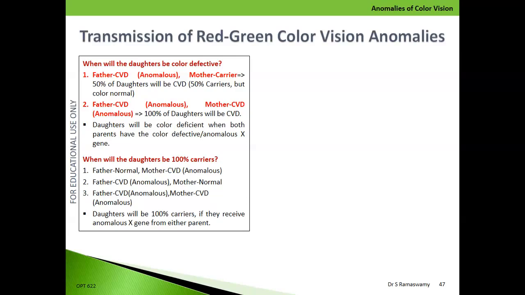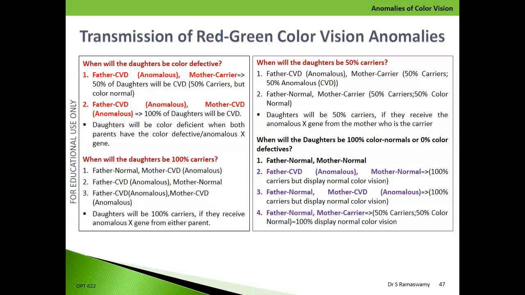As long as they're receiving a gene from the parent, then there is a very high probability that they are going to be carriers. The next question is, when will the daughters be 50% carriers? Previous one was, when will the daughters be 100% carriers?